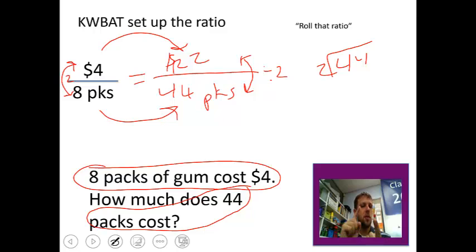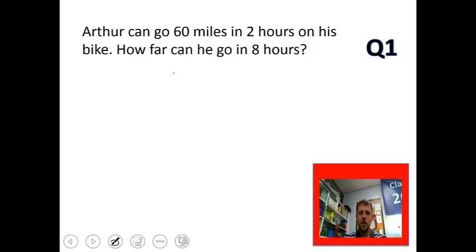So in conclusion, we've learned that you can go side to side to try to figure out a proportion, or you can go up and down to find a proportion. You just have to find the relationship. Okay, how about you try? Ready, set, go.